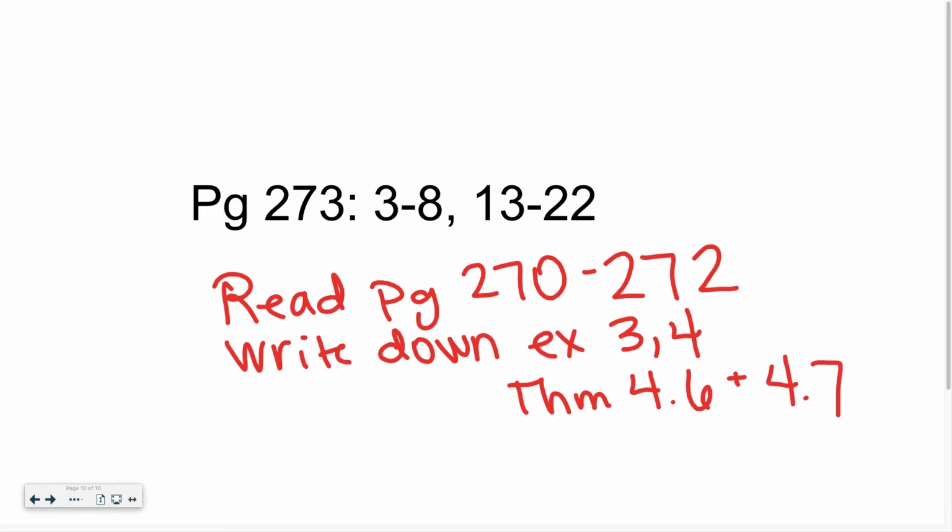So I want you to skim through page 270. And from those pages, examples 3 and 4 are important. And theorems 4.6 and 4.7 are important. And that is what I'm looking for. I then have one thing for you to write down in your notes that will aid in this.